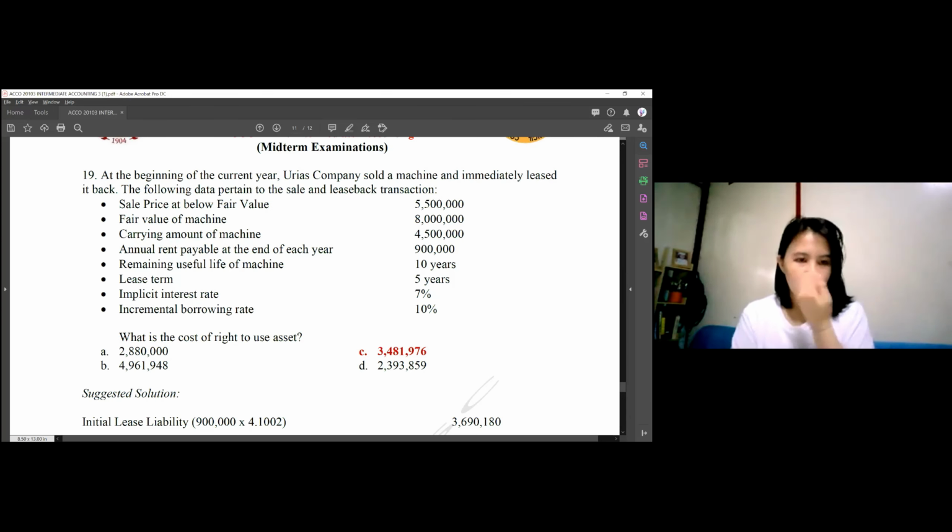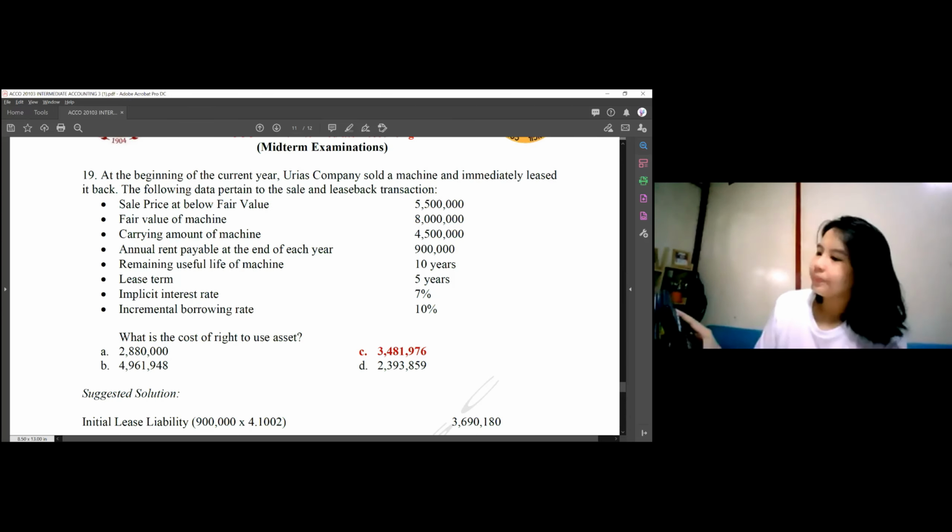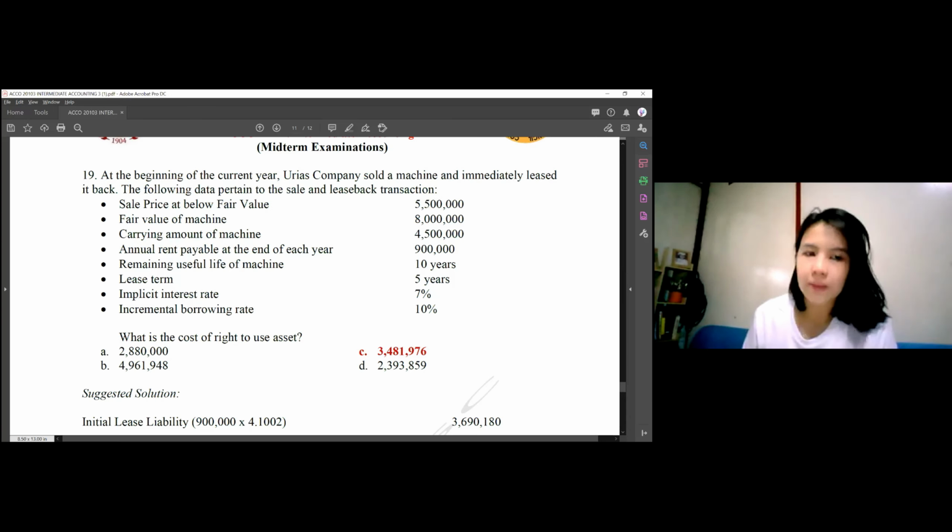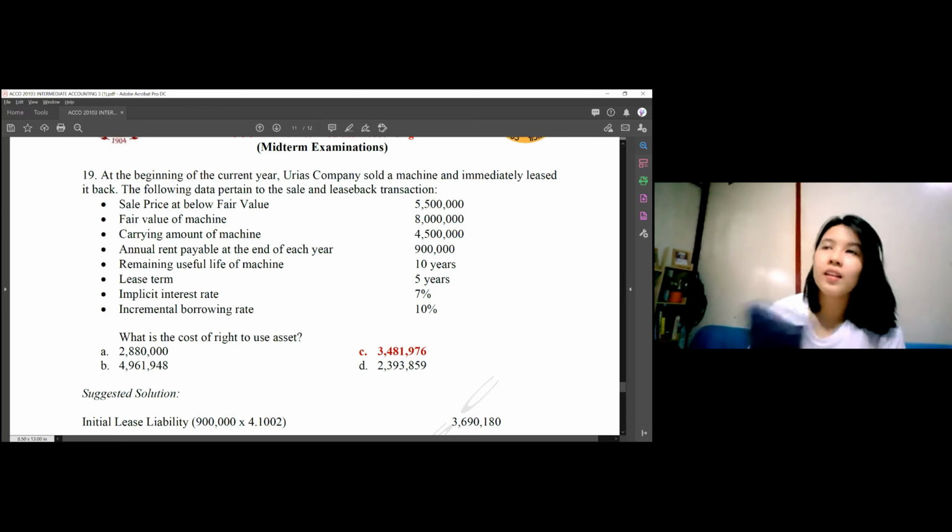Okay? So for initial lease liability, na-compute natin siya kanina. It's 3.69M, di ba? So, i-add natin si excess fair value doon. Okay, initial lease liability na na-compute natin, present value. So, we'll get the total lease liability of 6,190,180.